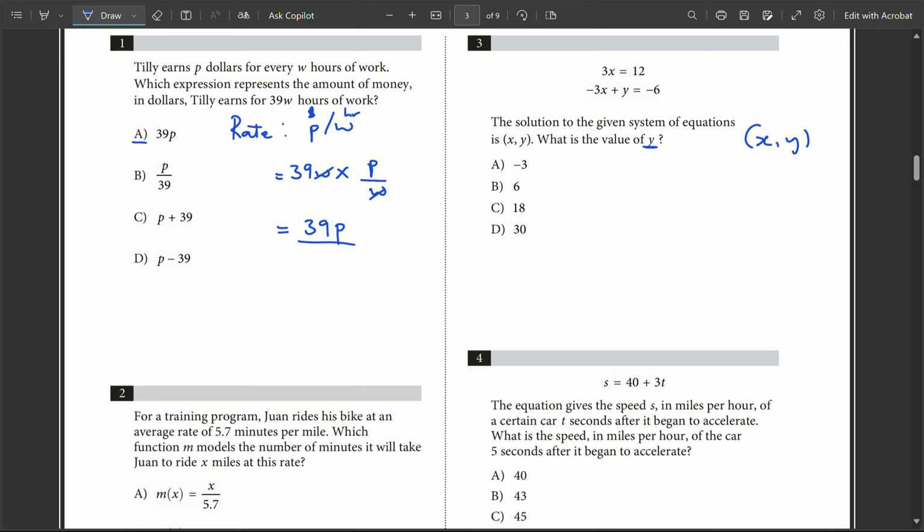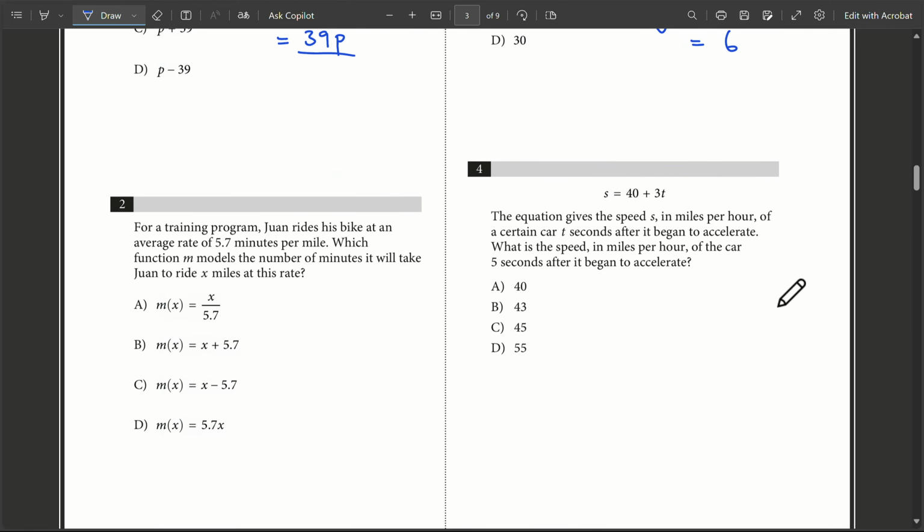Already we have 3x is equal to 12, and in this expression here we have negative 3x. So what we're going to do is substitute where we have 3x, we're going to place 12. So we have negative 12 because we have a negative right here. So we have negative 12 plus y is equal to negative 6. So if we add 12 to this side, remember what you do on the left, we also do on the right. So we end up with y is equal to 12 minus 6, which is equal to 6. And that answer is B.